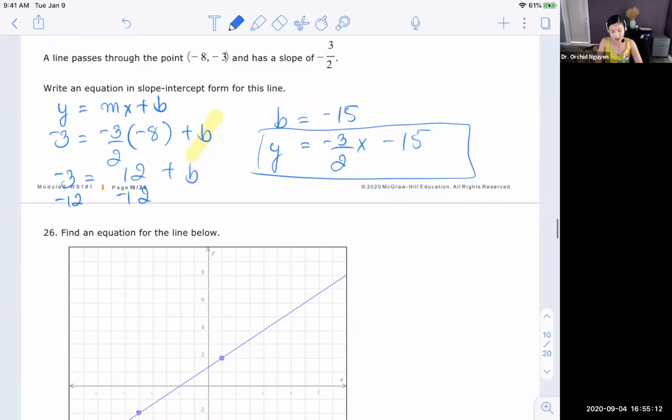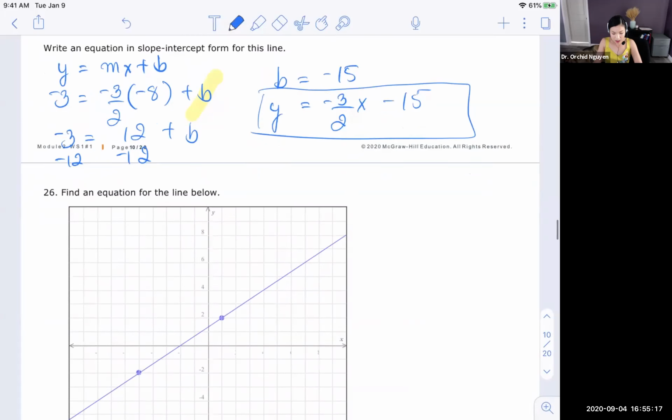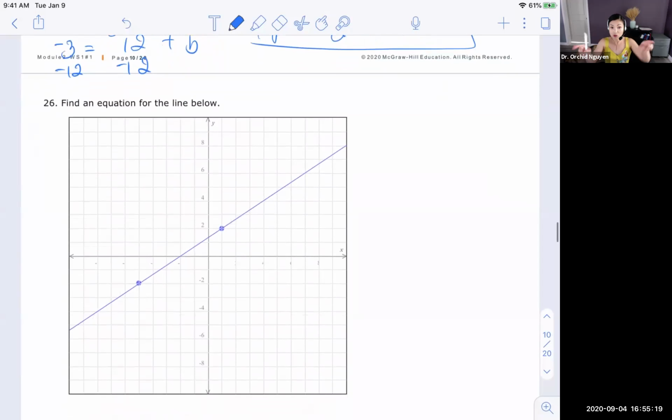All right. So like I said, you just need the slope and a point. You see right here, number 26, they give you 2 points and they give you the graph. So what was given is not the slope. But because they give you the graph, you can just get the slope easily. How do we do that? We can just count like how we did earlier. So from point one, I go 1, 2, 3, 4.